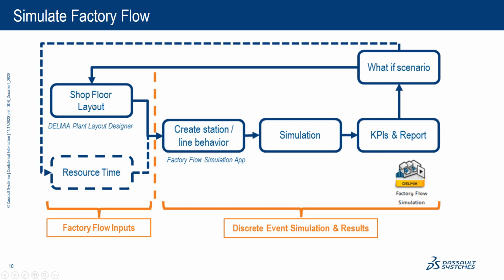So that's where you will look back at the shop floor layout. For example, what if I add operators on one station? What if I increase the speed of my conveyor? Those are the types of what-if scenarios you will be able to perform.